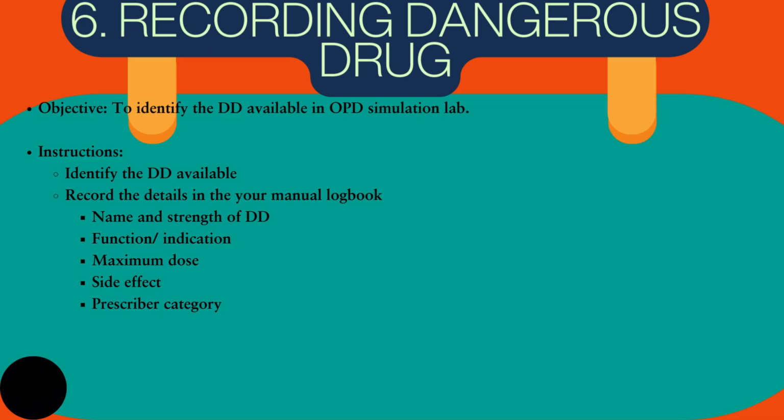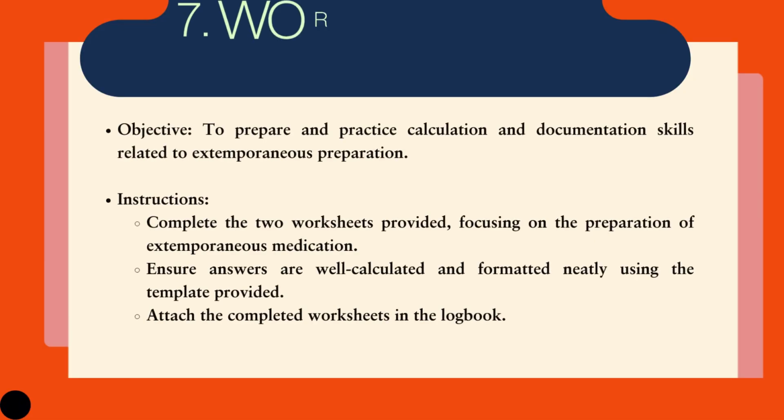For the activity of recording of the DD, there are also some dangerous drugs available in the OPD simulation lab. So in the OPD simulation lab, to do the activities related to the DD, you need to identify the DD available in the simulation lab. You need to record the name and strength of the DD, the function and indication, maximum and minimum dose, side effects, and the prescriber category.